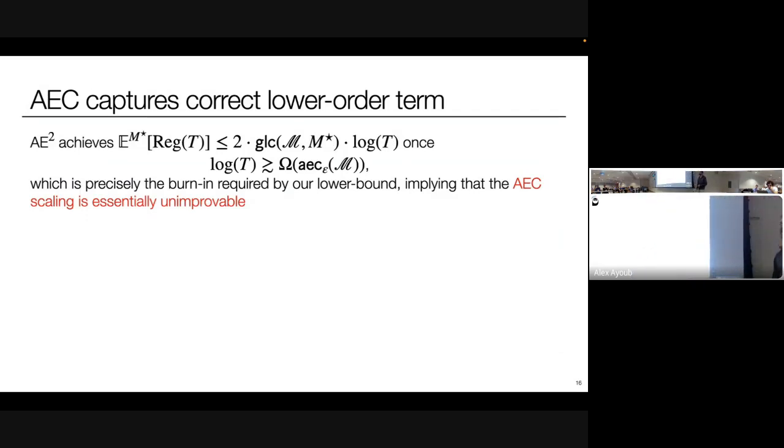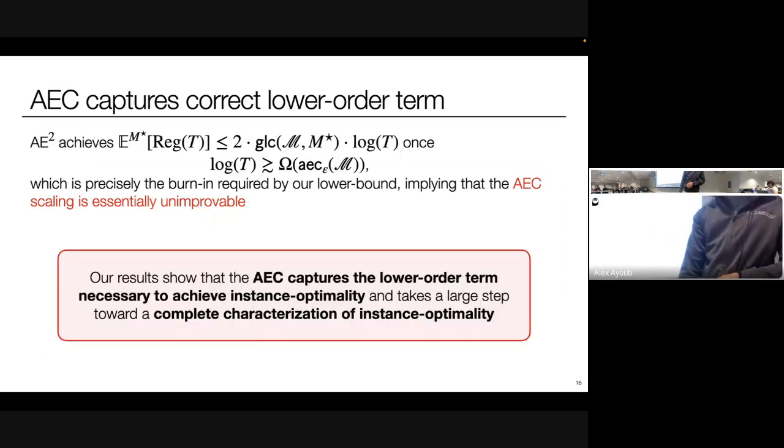And I think they really say that the right lower order term here is this AEC term, that it doesn't seem to in general be improvable. So I think our results really show that this AEC captures a lower order term, and take some step at least towards a complete characterization of what's going on with instance optimality.